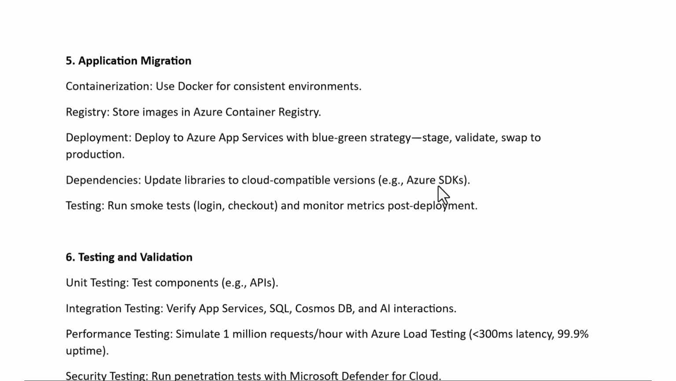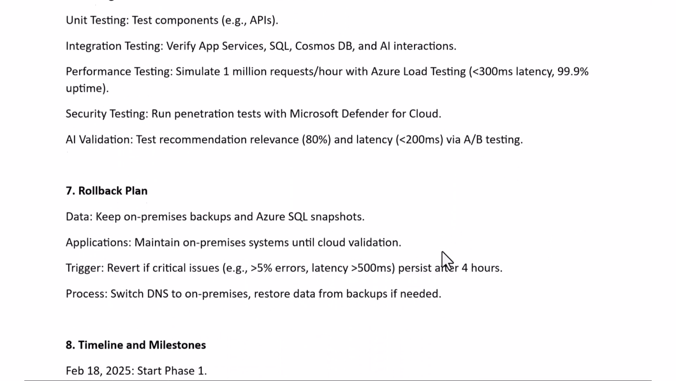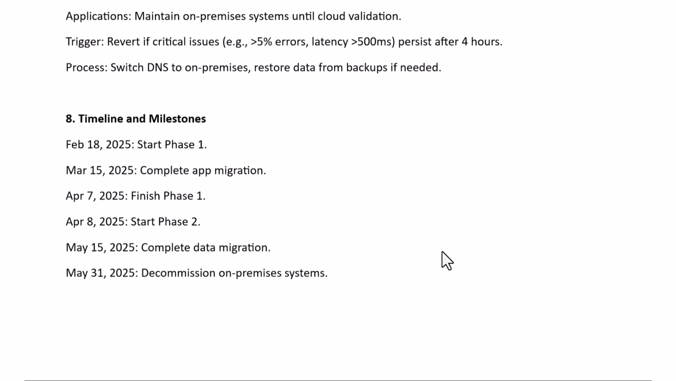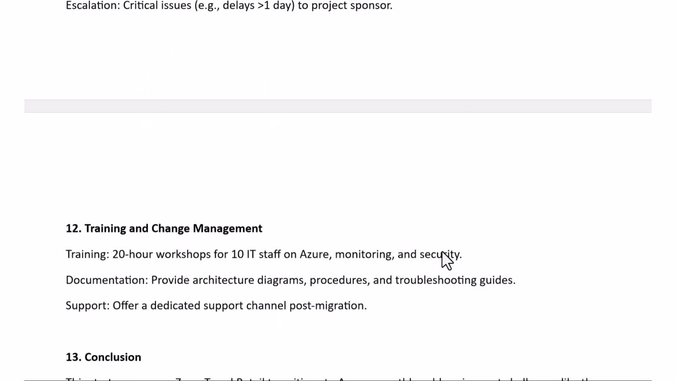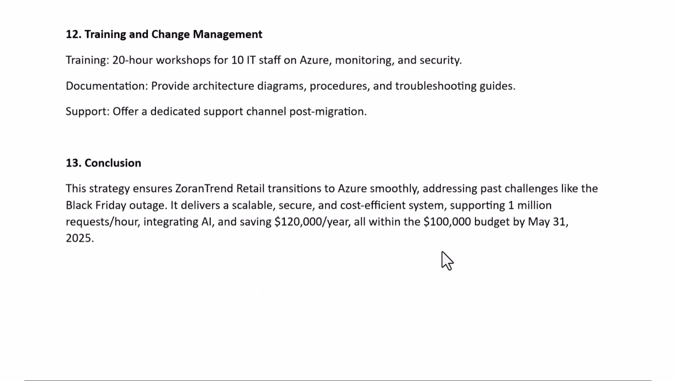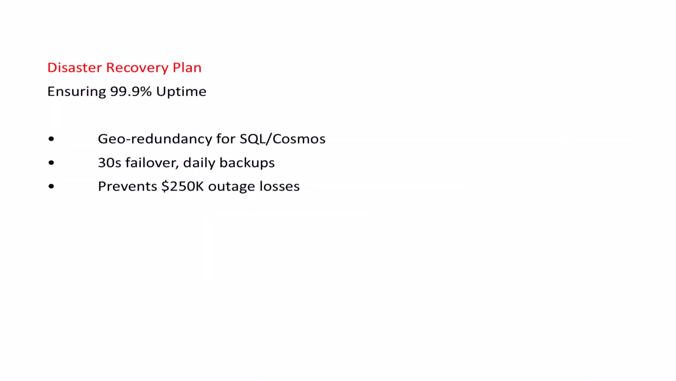99.9% uptime, with AI delivering recommendations under 200 milliseconds at 80% relevance. Virtual Network, Defender for Cloud, and Entra ID ensure GDPR compliance, while Monitor and Policy track progress. Incorporating POC lessons, like schema validation, to meet performance and cost goals, $180,000 per year.